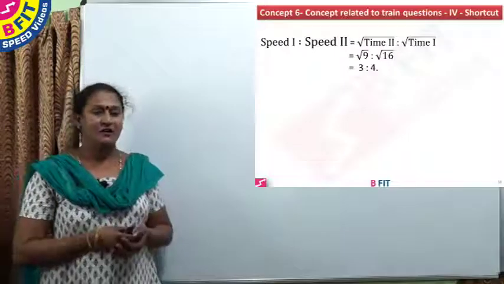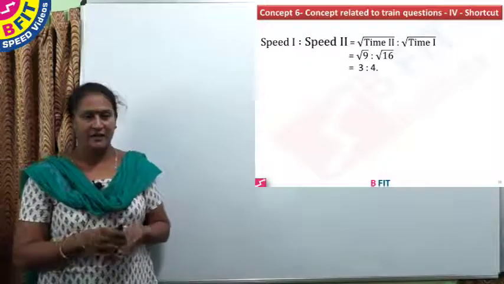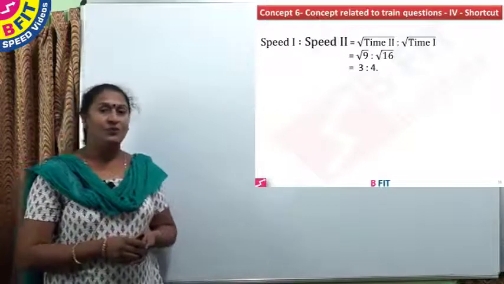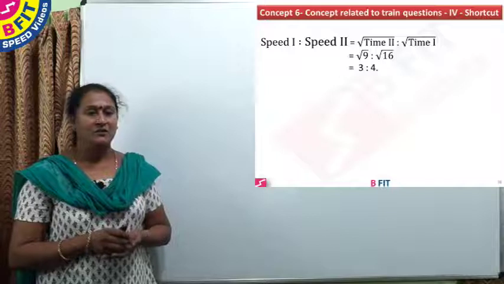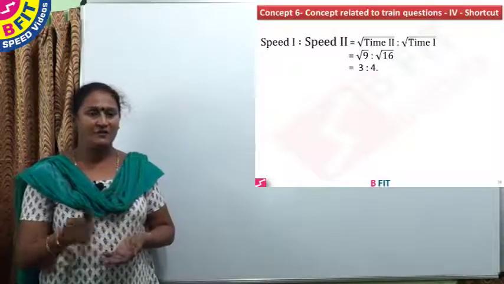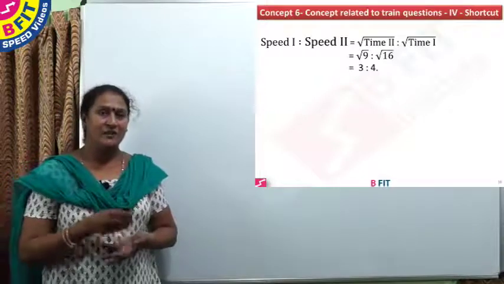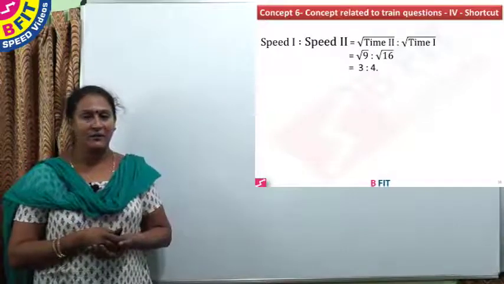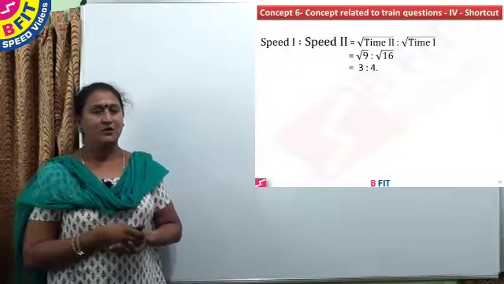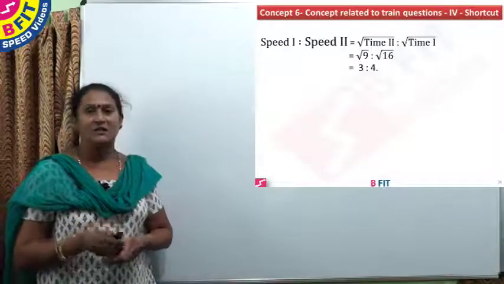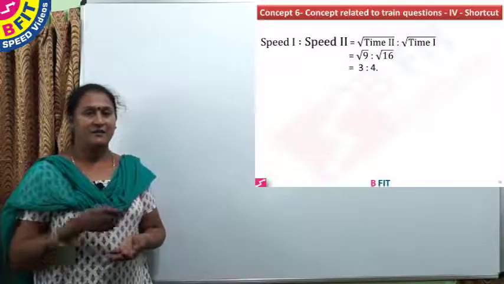So here the shortcut: the speed of the first train is to the speed of the second train equal to root of the time taken by the second to root of the time taken by the first, which is root of 9 to root of 16, which is 3 to 4. So the speed of the first train, that is 3 parts, was given as 120. What will be the value of 4 parts? Obviously 160. So the speed of the second train is 160 kilometers per hour. We will see another example.